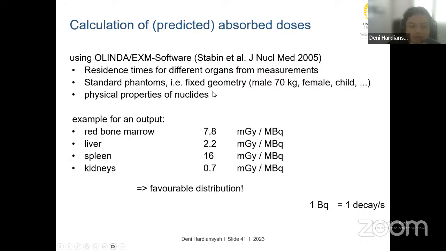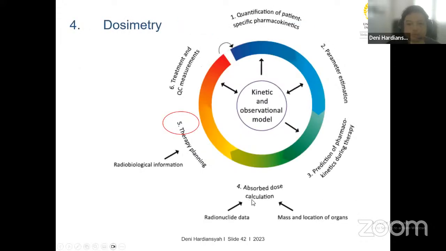And we also need to choose and input the physical properties of nuclei. And this is one of the examples of the output. So you will have the gray per megabecquerel number for each of the organs of interest. And we need to make a protocol to calculate a favorable distribution.